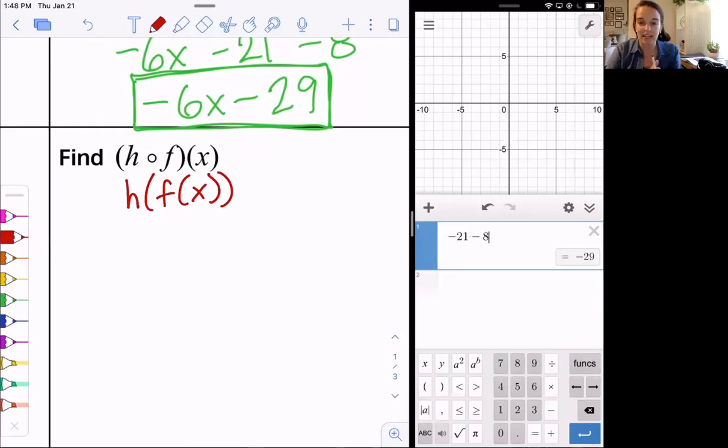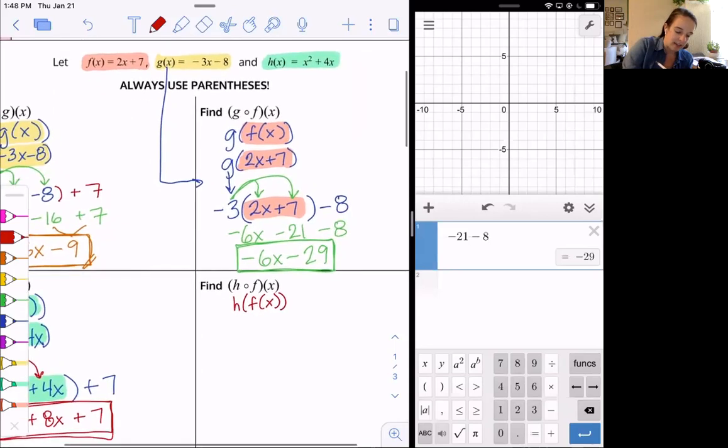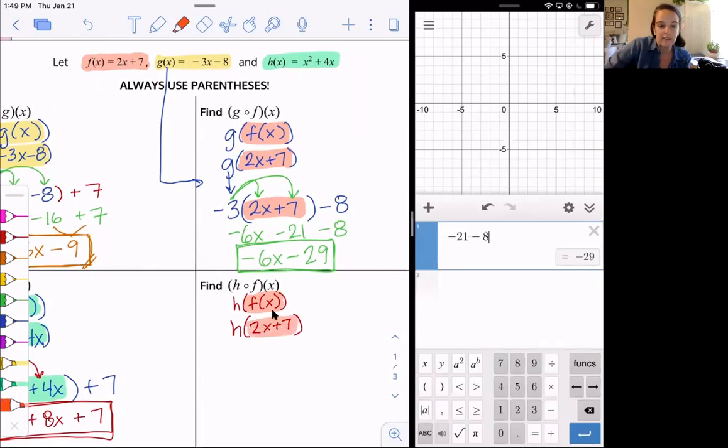And what I love, Mariella has taken it a step further and says, okay, if f of x is here, then what I really want is h of 2x plus 7, because f of x is 2x plus 7. Amazing, Mariella. Thank you for taking it that next step. All right, so we have h of f of x. We took the f of x and changed it into 2x plus 7. Awesome.